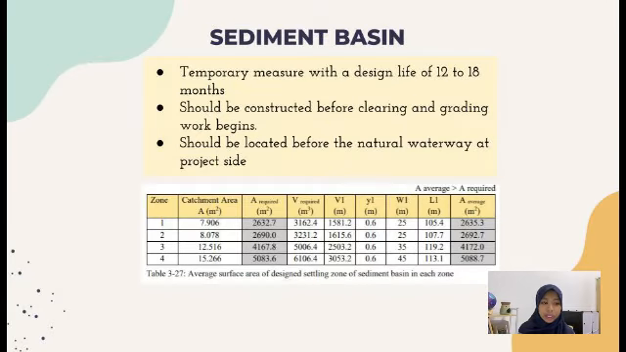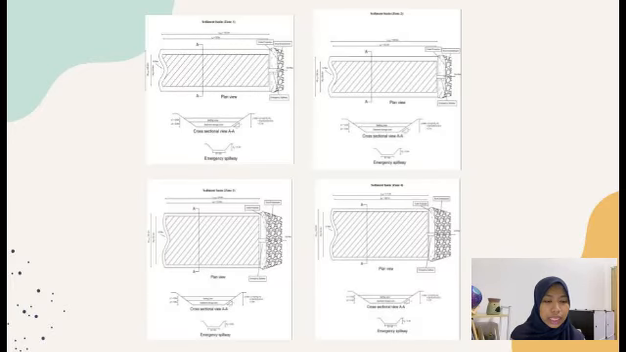It is a temporary measure with a design life of 12 to 18 months and will be maintained until the site area is permanently protected against erosion or a permanent detention basin or water quality control structure is constructed. Wherever possible, sediment basins should be constructed before clearing and grading works begin. Thus, in our project, there will be at least 1 sediment basin constructed within each catchment area. This is the drawing of the design sediment basin for all catchment areas from Zone 1 to Zone 4.